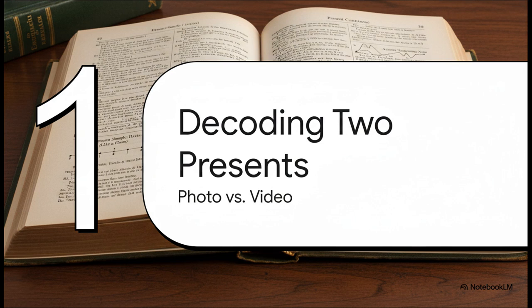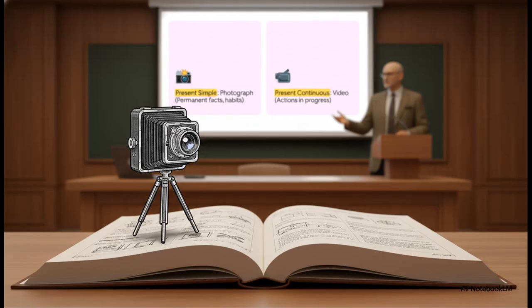Photography versus videography. I want you to think of the present simple as a still photograph, right? It captures permanent facts, long-standing routines, general truths. It's a static snapshot of reality. On the flip side, the present continuous is literally like hitting record on your phone's video camera. It's actively documenting actions unfolding right now, in this exact second, or highlighting temporary situations that are currently in motion. Photograph versus video. Keep that lens in mind as we go.